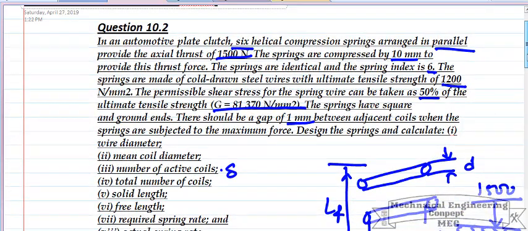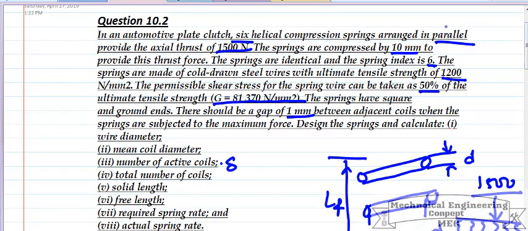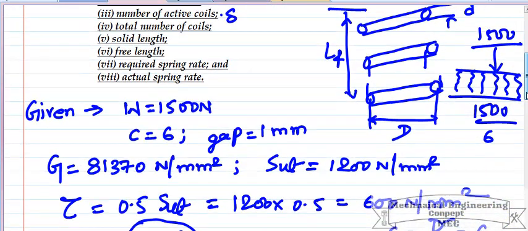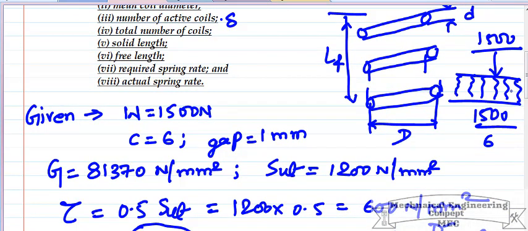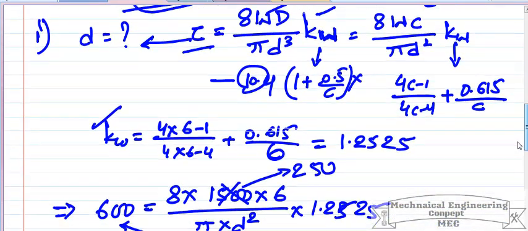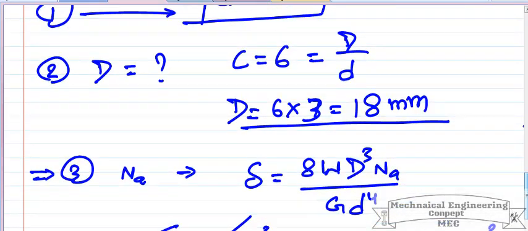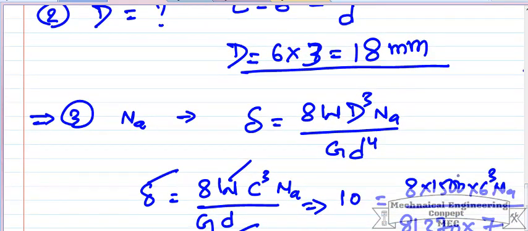Okay, you need to remember this. If the number of springs is given to us and they are parallel in arrangement, then the applied load will distribute in each spring by dividing that load by the number of springs. So each one spring has a load of total load divided by number of springs. Capital D will be that much, and in place of 1500 here also I need to put 250.